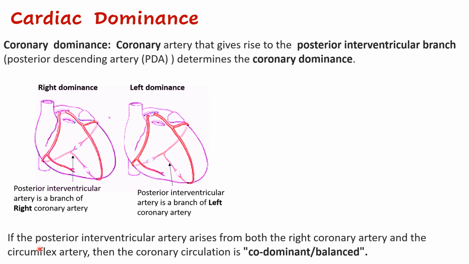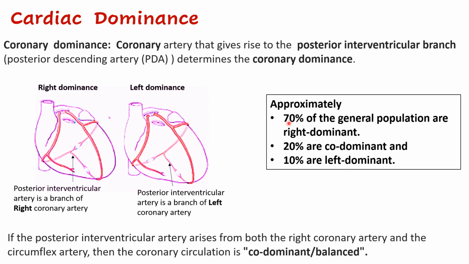Now, if the posterior interventricular artery, and this occurs in some cases, arises both from the right coronary as well as from the circumflex branch of the left coronary artery, then the coronary circulation is known as codominant or balanced circulation. Approximately 70% of the population are right dominant, 20% are codominant, and 10% are left dominant.